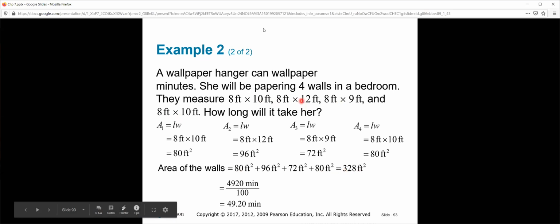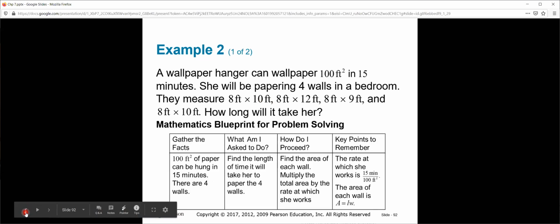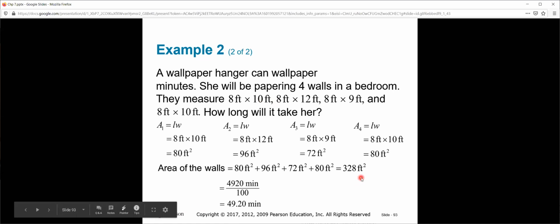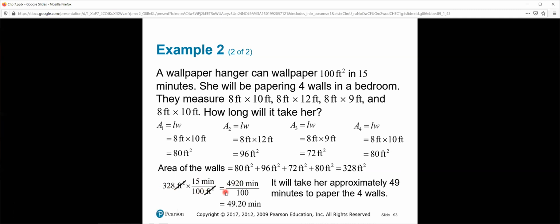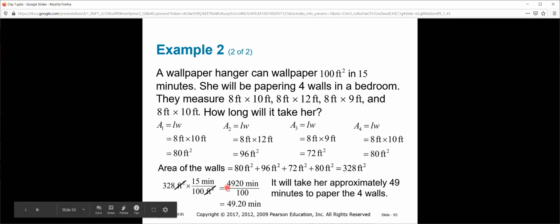She can do 100 square feet in 15 minutes. So how long is it going to take her to do 328 square feet? Well, now we can do that basic unit conversion we talked about last time. It takes her 15 minutes to do 100 square feet. She's going to have 49.2 minutes to do the job, because she can wallpaper 100 square feet in 15 minutes.